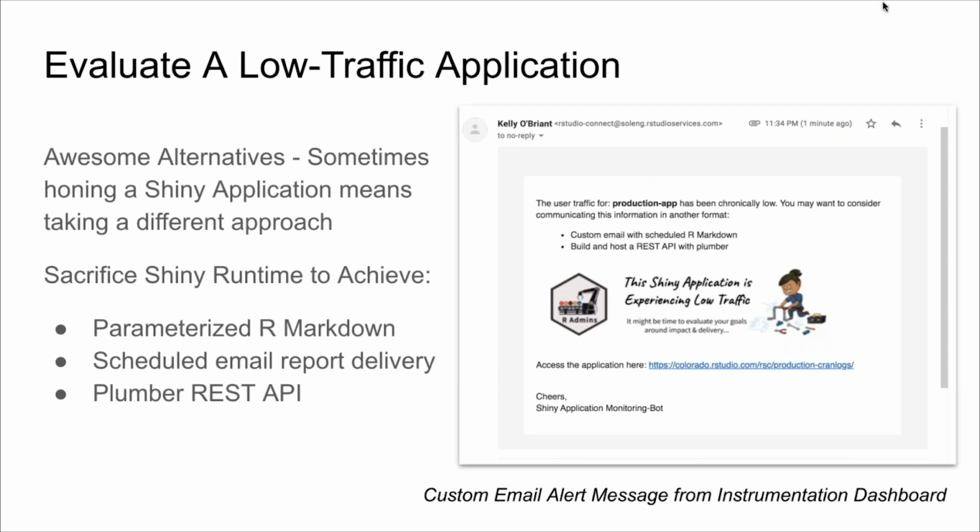So I can have this email come in and say, hey, for this application title, we've seen that traffic has been chronically low. You might want to consider communicating the same information, if it's still relevant, in another format. So think about whether or not somebody is still interested in interacting with your Shiny application. Is this the right method of communicating? Or why is this tool not having the impact that I wanted it to?